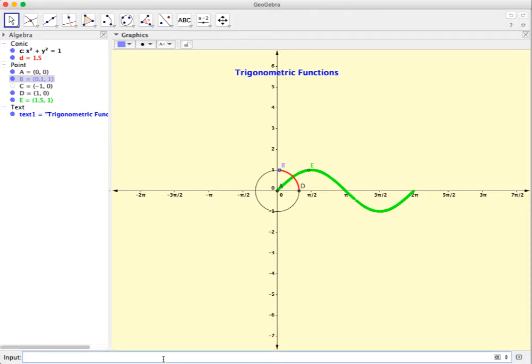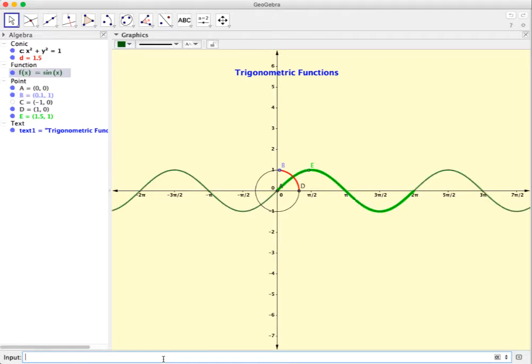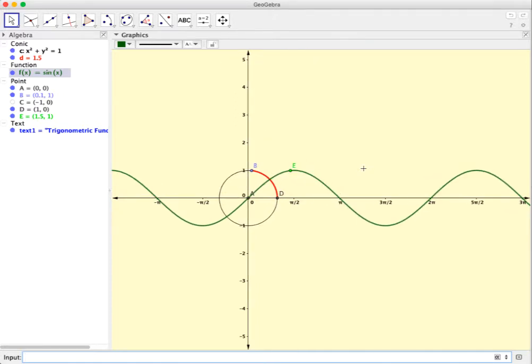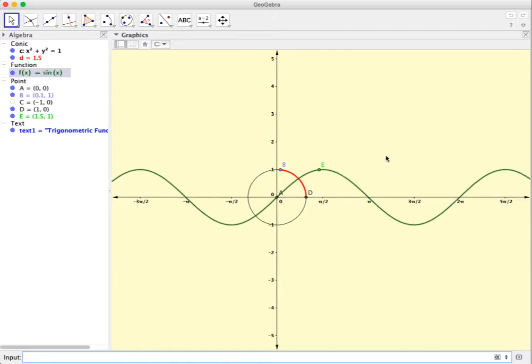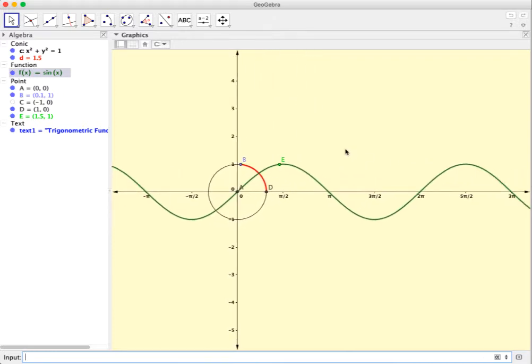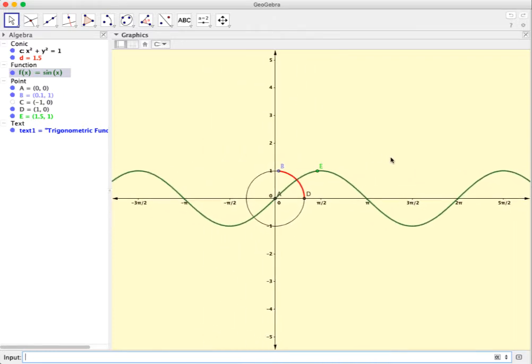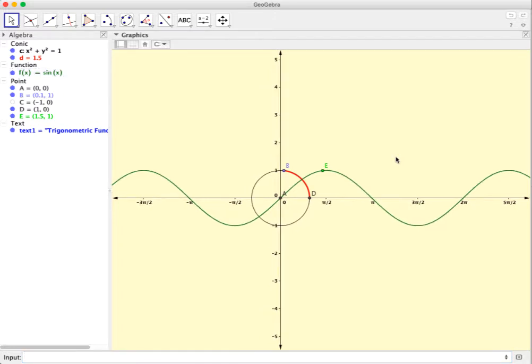GeoGebra lets you plot the sine function directly as well. So in the input bar, I'm going to type in sine of x. And if I just type in sine of x here, that's the wave that you will be getting used to and be exploring more and more. I'm going to zoom it a little out so that it becomes easier for you to observe. And here on both sides, you can see the graph running like a wave wrapped around the x-axis.